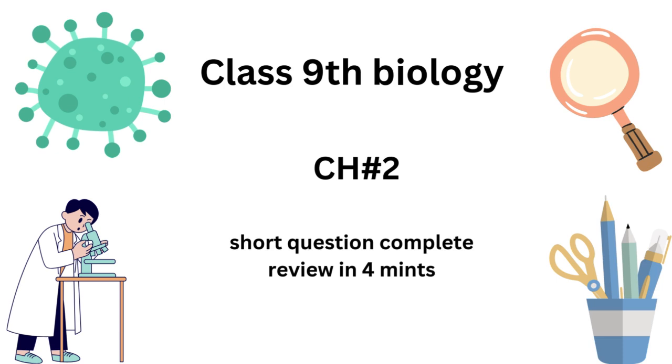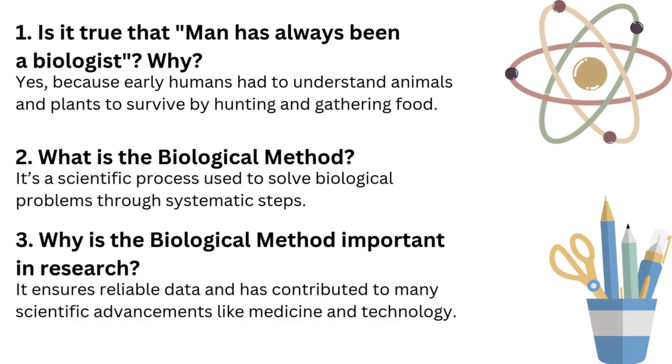Are you ready to master Class 9 Biology Chapter 2 in just 5 minutes? Is it true that man has always been a biologist? Why, yes, because early humans had to understand animals and plants to survive by hunting and gathering food.